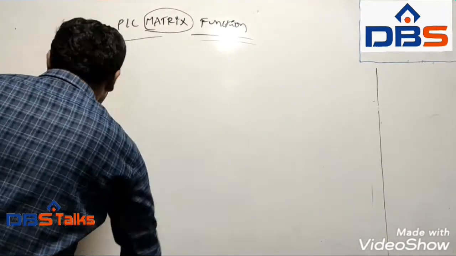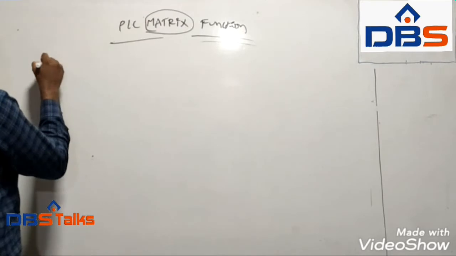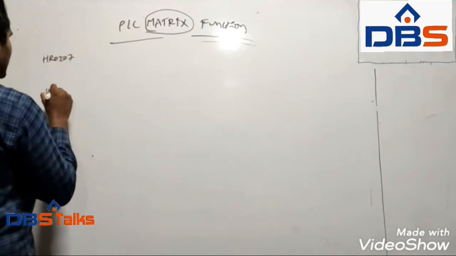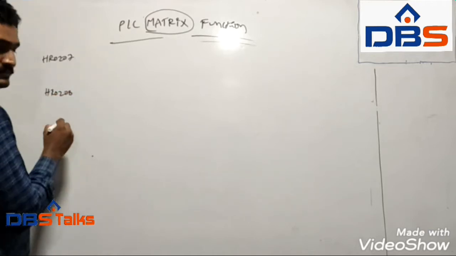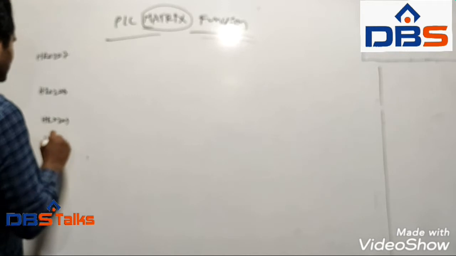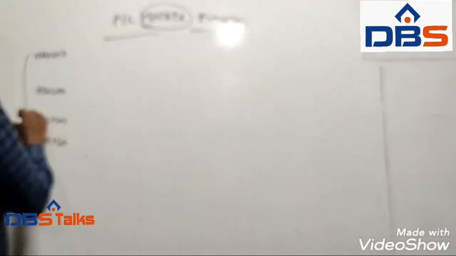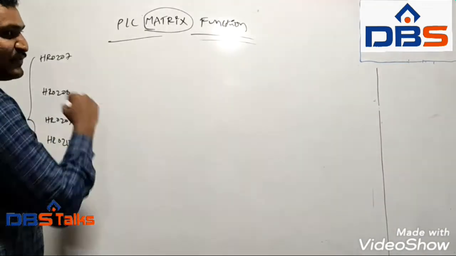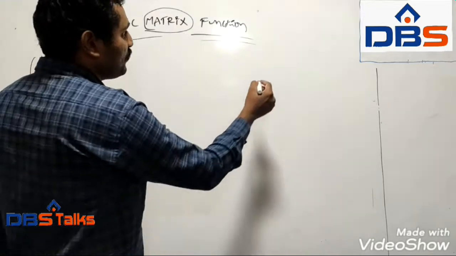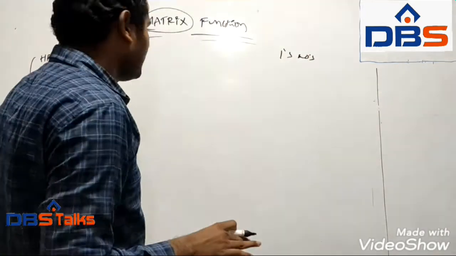In those matrices I am taking 4 registers. I am naming them HR0207, HR0208, HR0209, HR0210. So these are the 4 registers I am taking for matrix A. In those 4 registers I have to insert the bit values in the manner of only binary values, that is 1s and 0s only I have to insert into the registers.